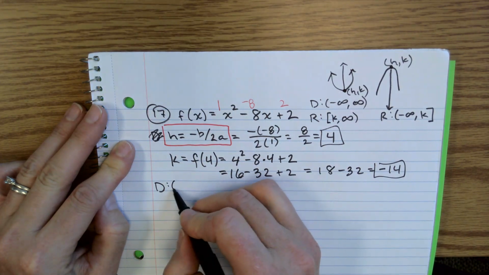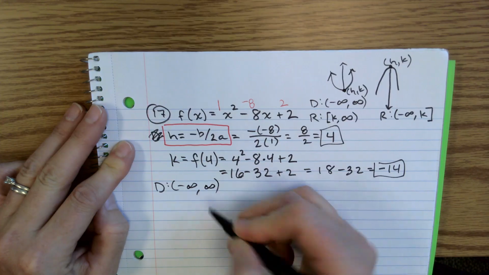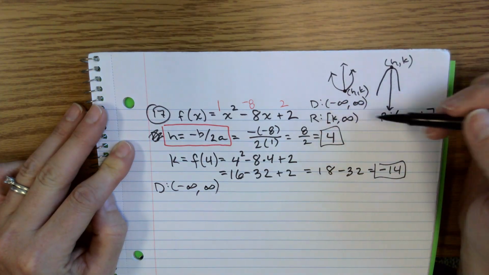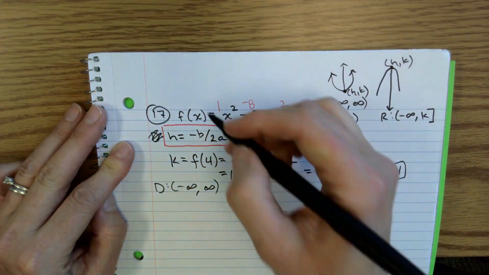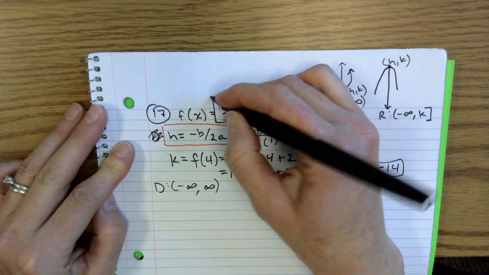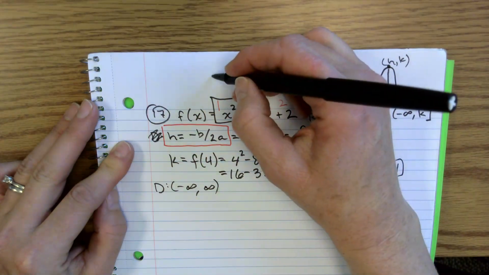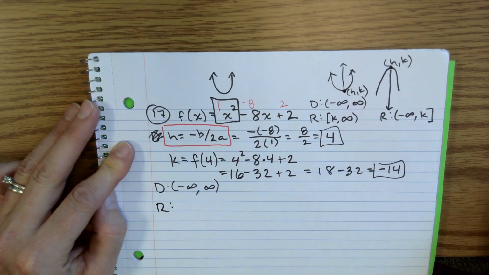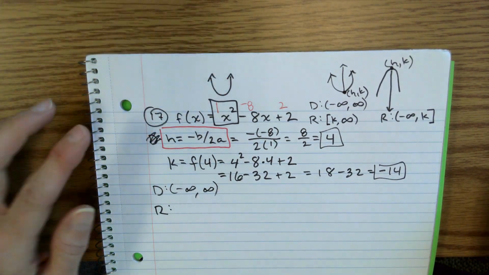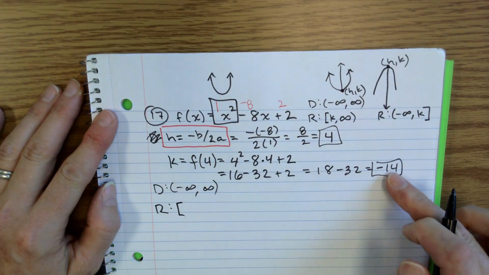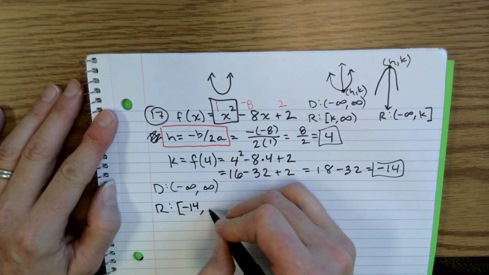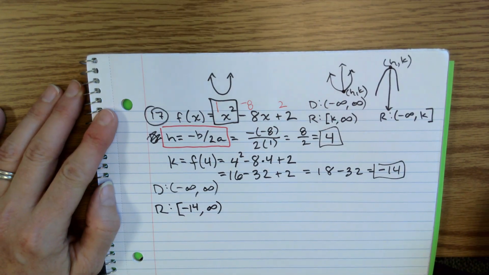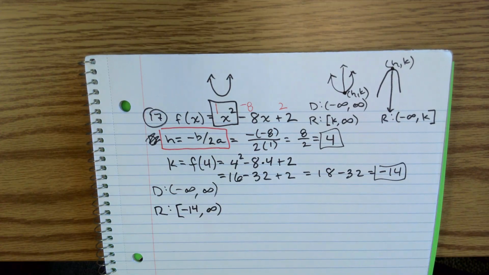The domain is -infinity to infinity. It might not be a bad idea to do a quick sketch of your parabola. All you need to do is look at if it's positive x squared or negative x squared. Positive x squared looks like this. So my range is going to be in the form of k up all the way to infinity. And my k is -14. And that's the range. And we had to find the vertex to find that range. Okay, next.